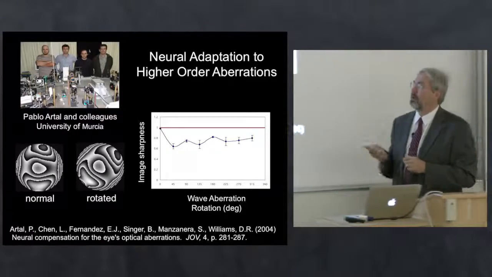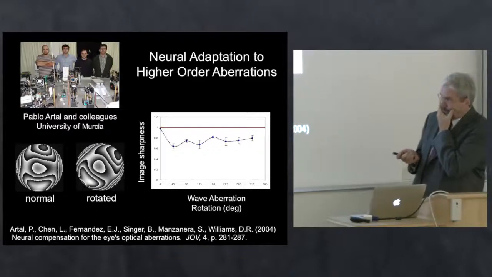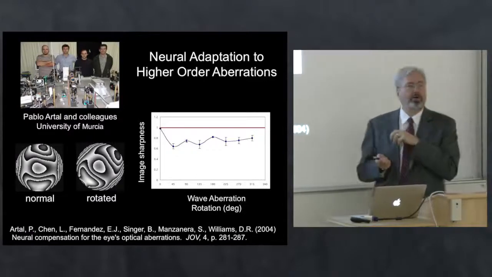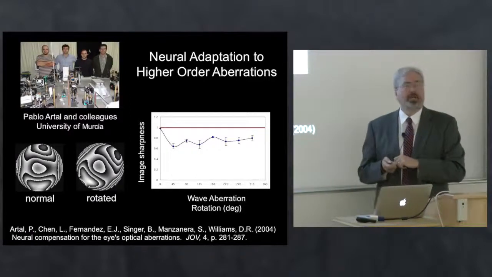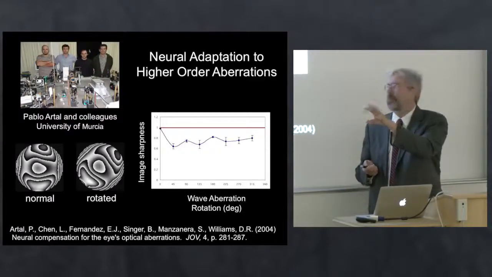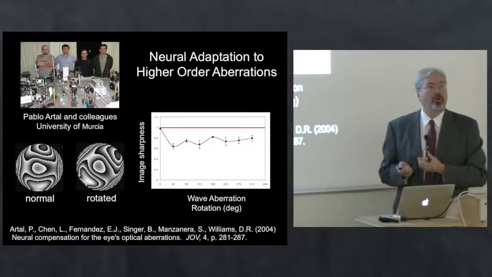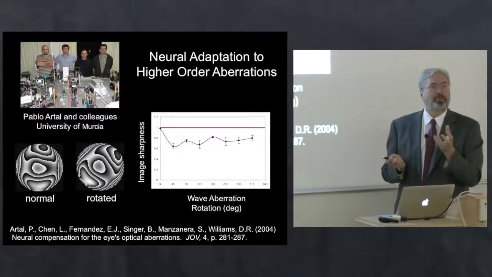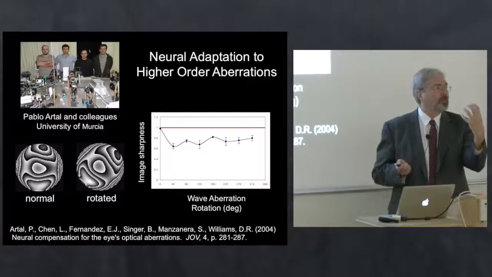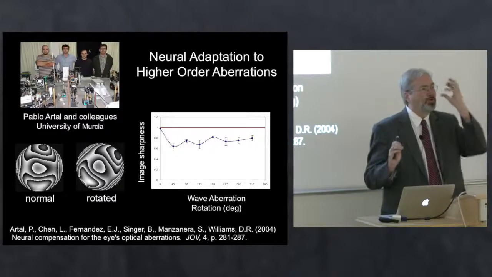So in collaboration with Pablo Artal at the University of Murcia and his colleagues, a number of years ago, we did an experiment in which we took normal subjects and we showed them a letter target, doesn't matter, a visual target. They were able to look through an adaptive optic system at a target, and we showed them that target with their normal aberrations, and then we were able to use the adaptive optic system to create a situation where their aberrations were rotated. So we weren't doing anything to the absolute amount of any aberrations in the eye. We were just rotating them.